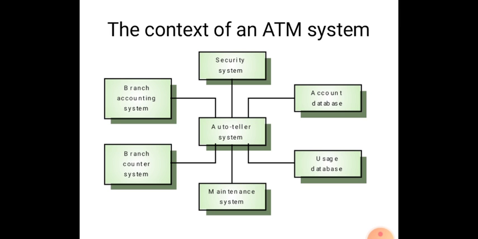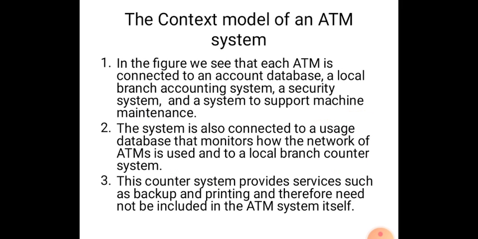Let us take on the description part. The context model of an ATM system. In the figure that we have seen, each ATM is connected to the account database, a local branch accounting system, a security system, and a system to support machine maintenance. Okay, so these are the four subsystems that are taken into consideration.